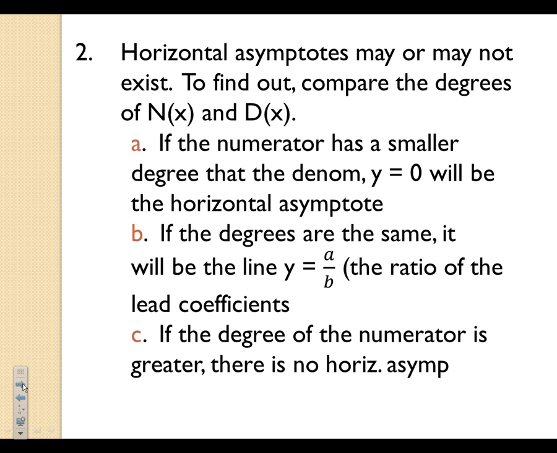Situation 2: if the degrees are the same, the asymptote is going to be the line y equals a over b. Here a stands for the lead coefficient of the numerator function and b stands for the lead coefficient of the denominator function. So if the degrees match, take the lead coefficient of both, write it as a ratio a over b, and that becomes our horizontal asymptote line. Third situation: if the degree of the numerator is greater than the denominator, there will not be a horizontal asymptote.